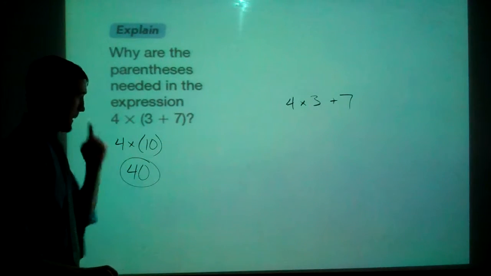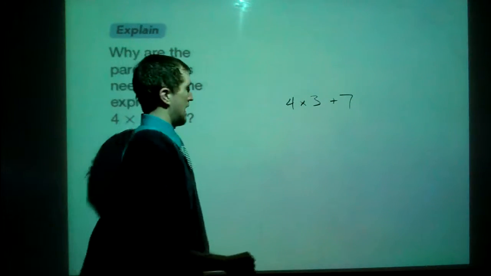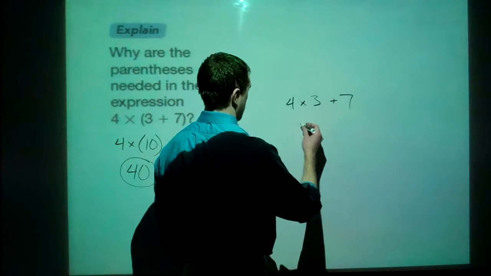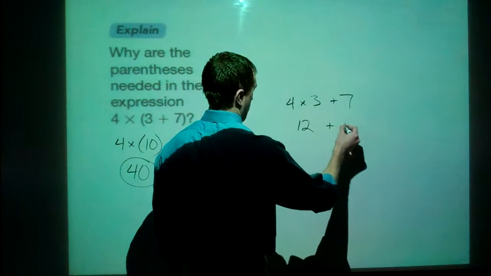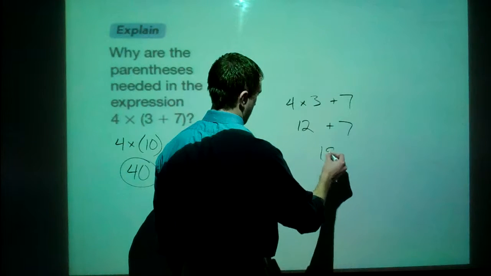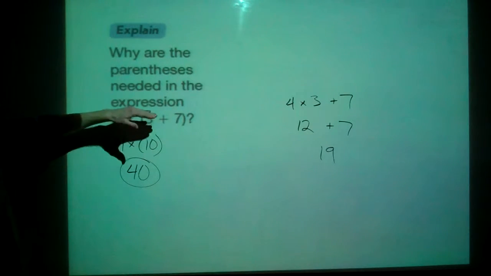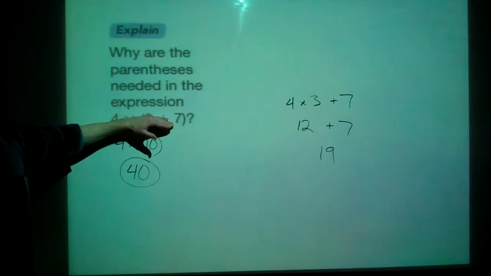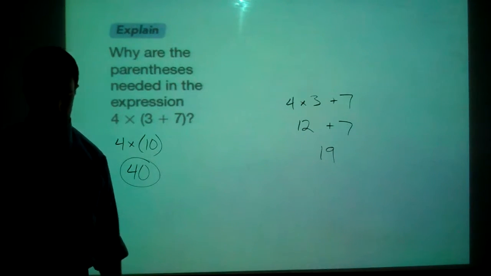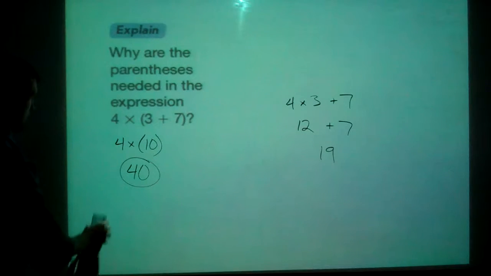Without the parentheses, we multiply before we add. 4 times 3 is 12. 12 plus 7 is 19. So that's why the parentheses are important. It tells us we want to add these first. Okay, so that's why the order of operations is so important.